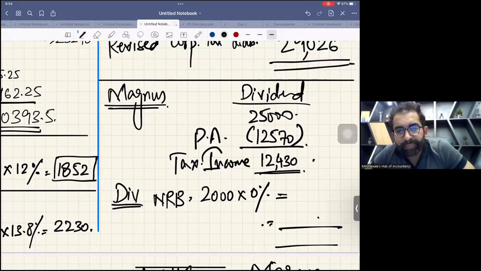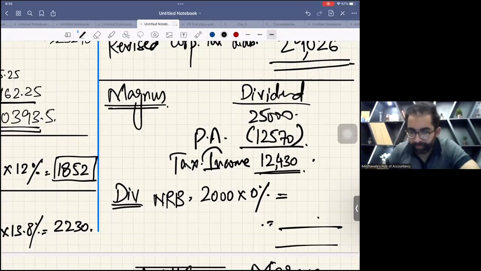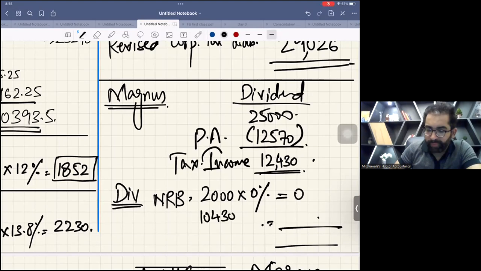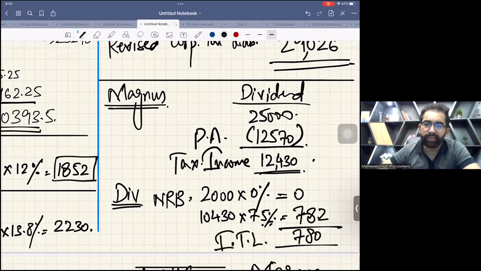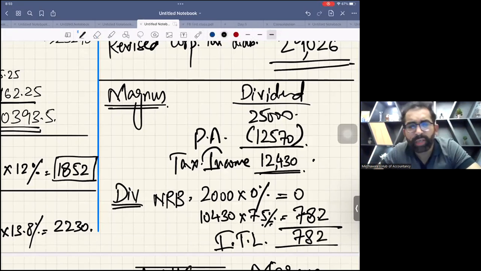Now you have to calculate tax for Magnus and it is pure dividend income. Whenever you calculate tax on dividends, always, my dear student, the first 2000 is at 0% nil rate. So out of this 12,430, the first 2000 is taxed at zero. The remaining 10,430, definitely the tax rate is 7.5%. Can anybody tell me? 782. Thank you. So this is the ITL of Magnus. Yes, 782. Just ignore the 0.25.